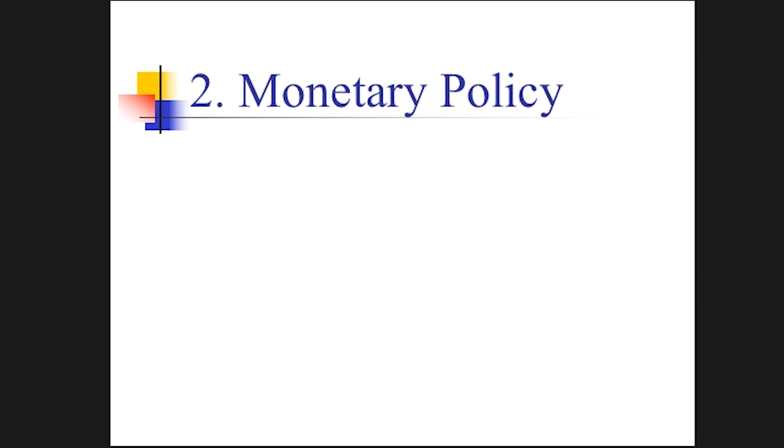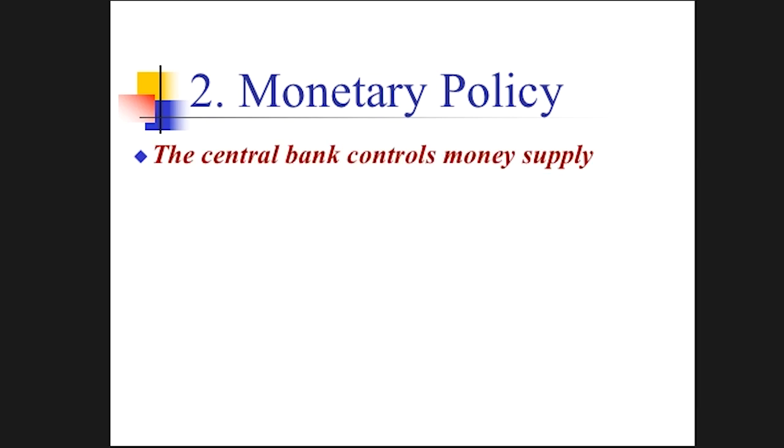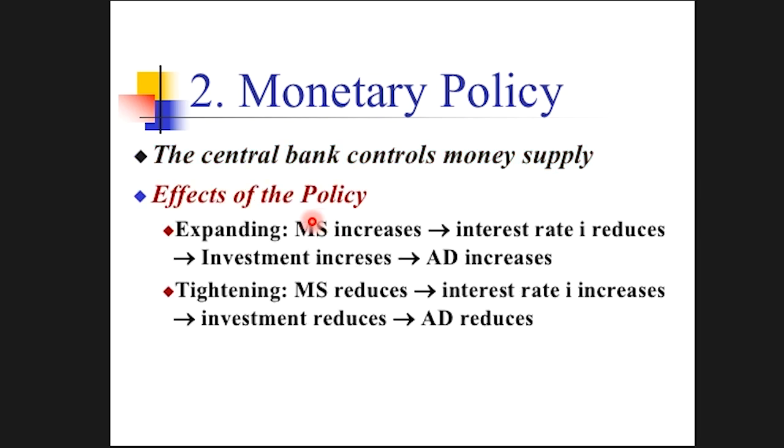For the second policy, monetary policy, the central bank controls money supply. And when money supply changes, it will lead to the change in interest rate, investment, and finally AD. A policy to increase AD is called expansionary monetary policy, and a policy to reduce AD is called tightening or contractionary monetary policy.